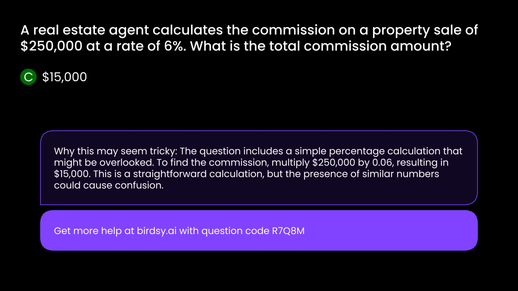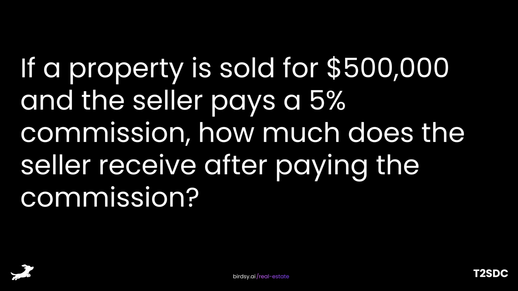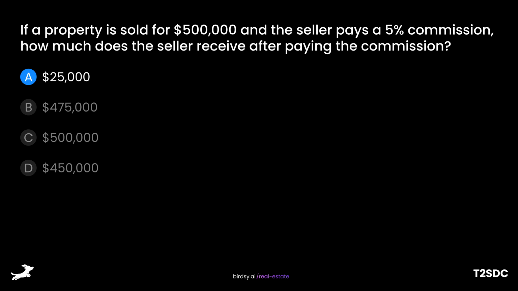If a property is sold for $500,000 and the seller pays a 5% commission, how much does the seller receive after paying the commission? Is it A, $25,000, B, $475,000, C, $500,000, or D, $450,000? The answer is B, a total amount of $475,000.